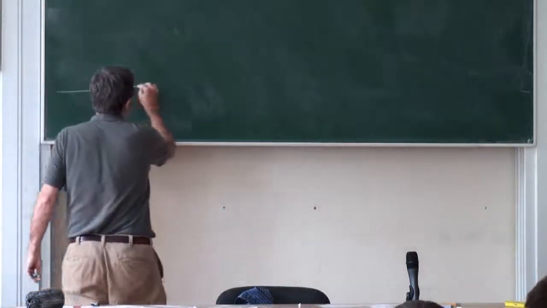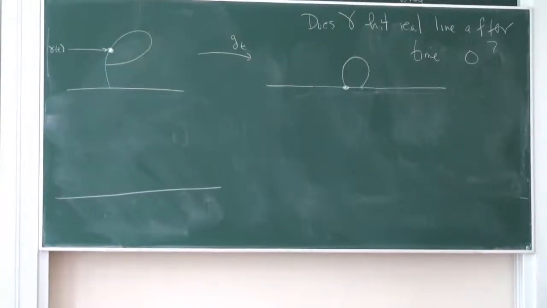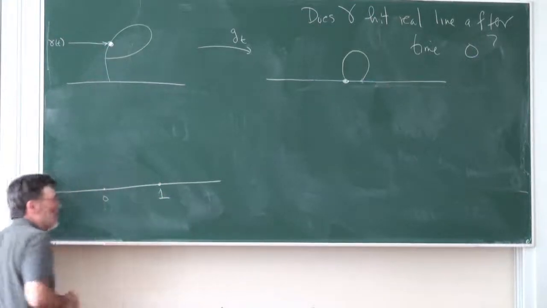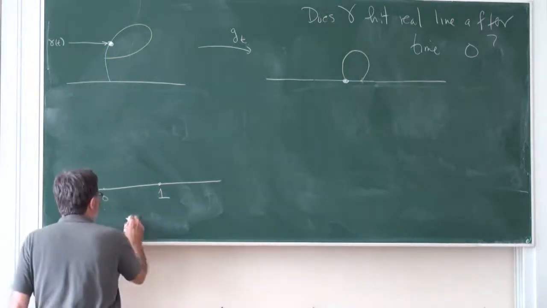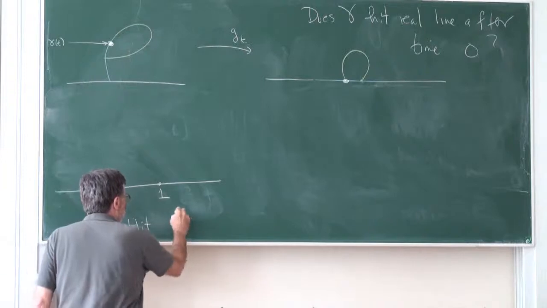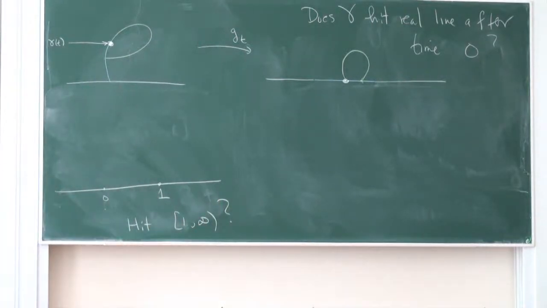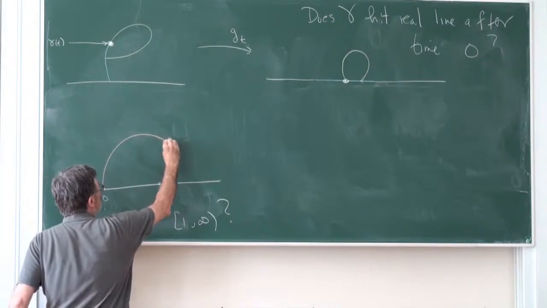So there's my curve. Let me just choose a point. 1 is just an arbitrary point. And let's ask the question, do I hit 1 infinity? Maybe red's a better color. So do I do this?